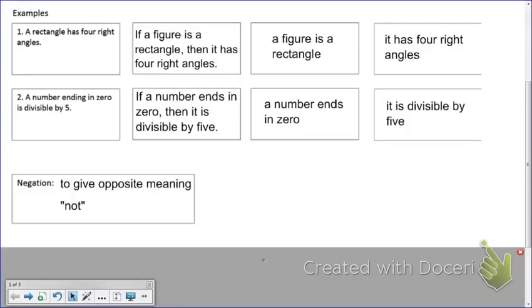An important vocabulary word that we need to remember is negation. Notice it sounds like the word negative. If something is negative, it is opposite. So negation means to give opposite meaning. Typically, when we're talking about our statements, it's going to be adding the word not.